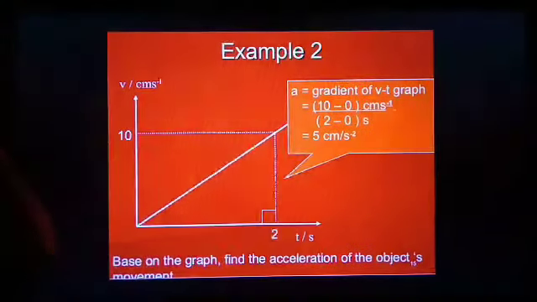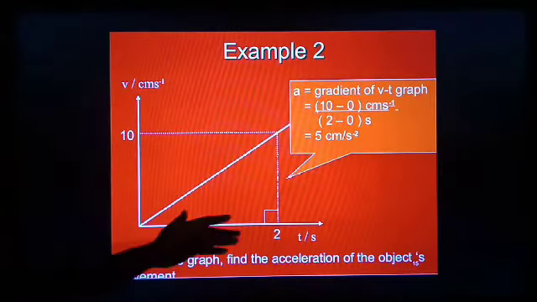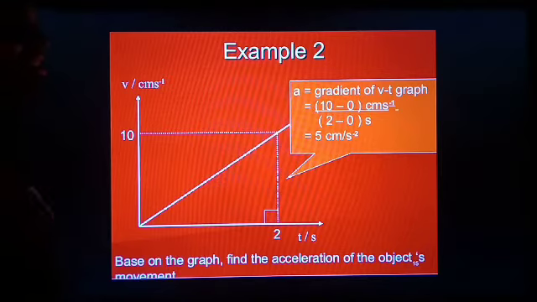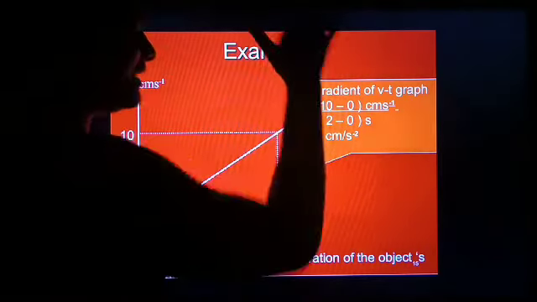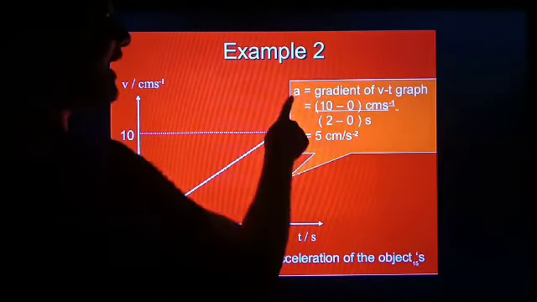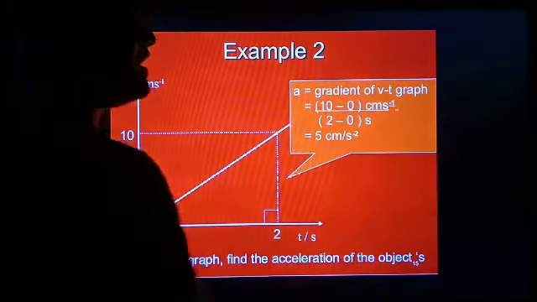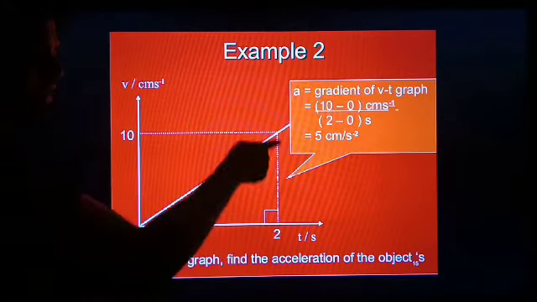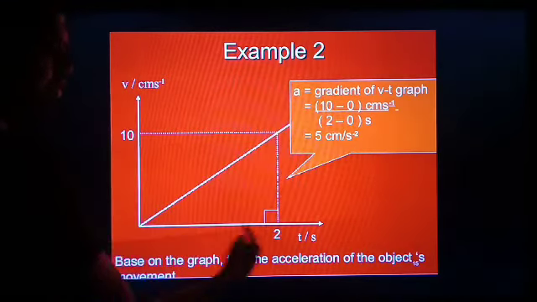Let's take an example. This is the VT graph of a moving body. We have to calculate the acceleration. So if we want to calculate the acceleration, we have to calculate gradient or slope. So the acceleration is equal to gradient of the VT graph. Gradient is perpendicular upon base. Perpendicular is what? 10. Base is what? 2.